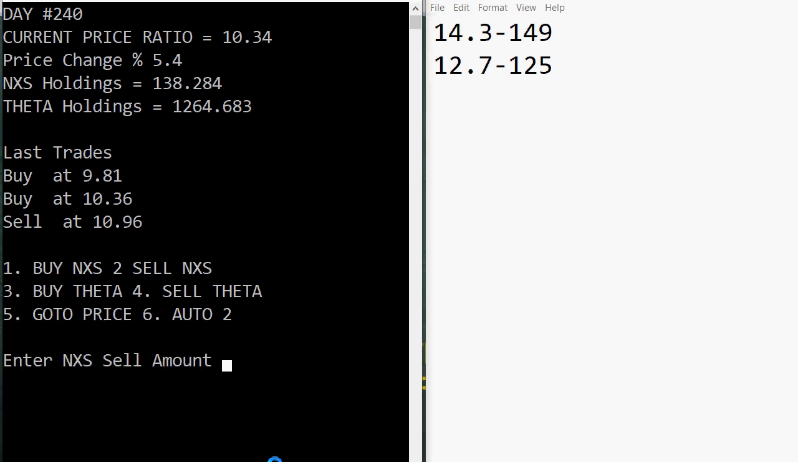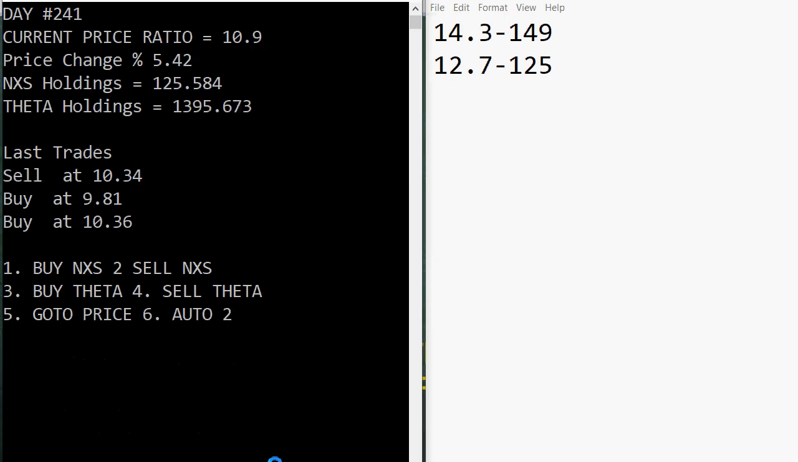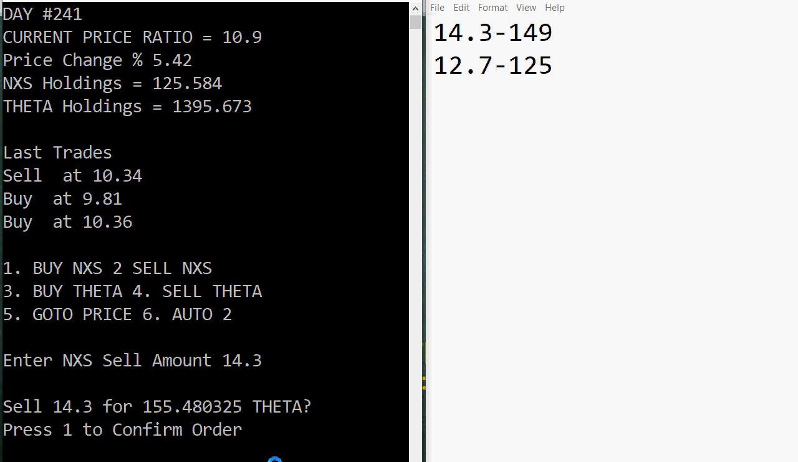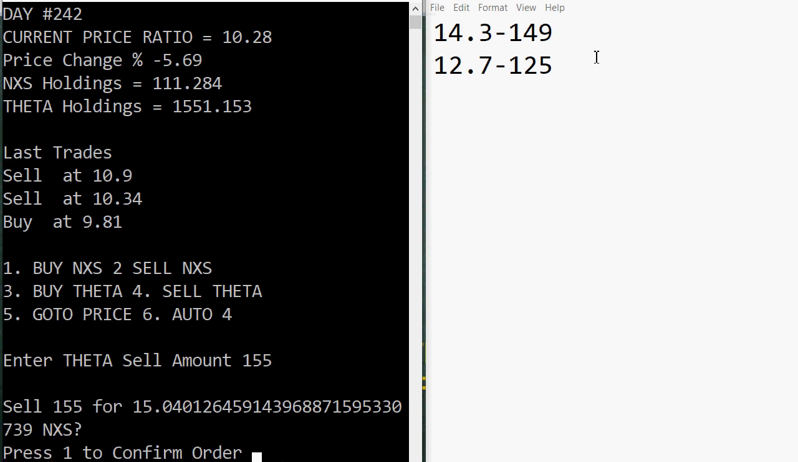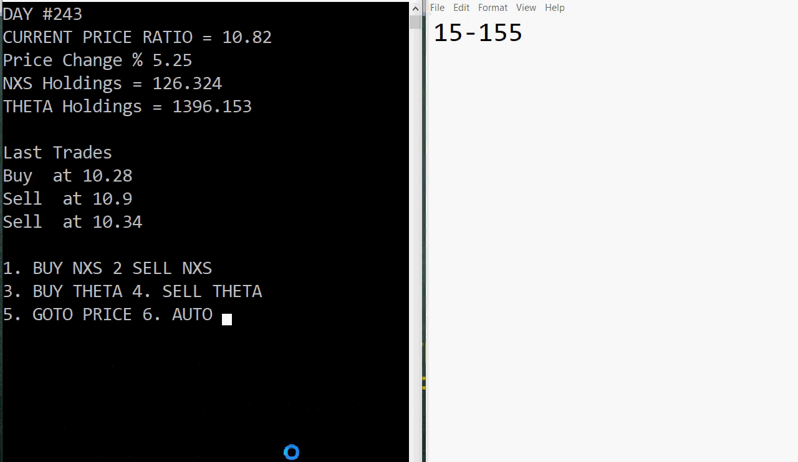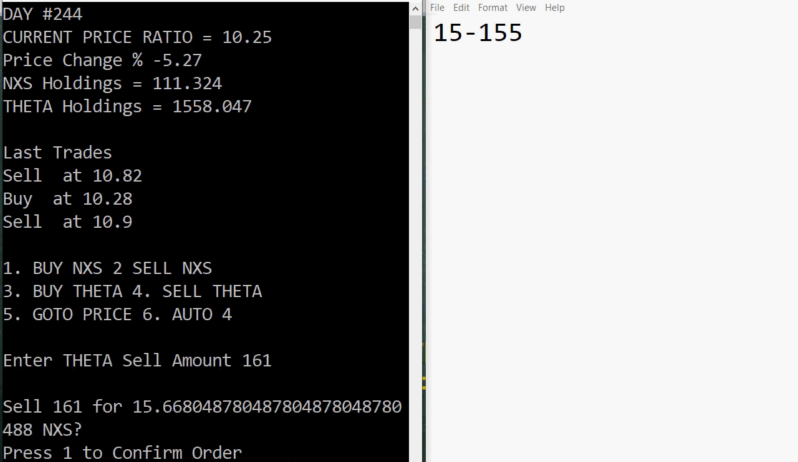So we're starting a new one here. 12.7 on this gets 130. And there we go. We're back to it here. So 14.3 last time was 149. Now it's 155. Okay, let's see what we can do with this. 15 is this one. Okay, show me a move. Yes, yes, yes. Okay, 161. Show me negative. Yes. Nice. 161 for 15.6 now.